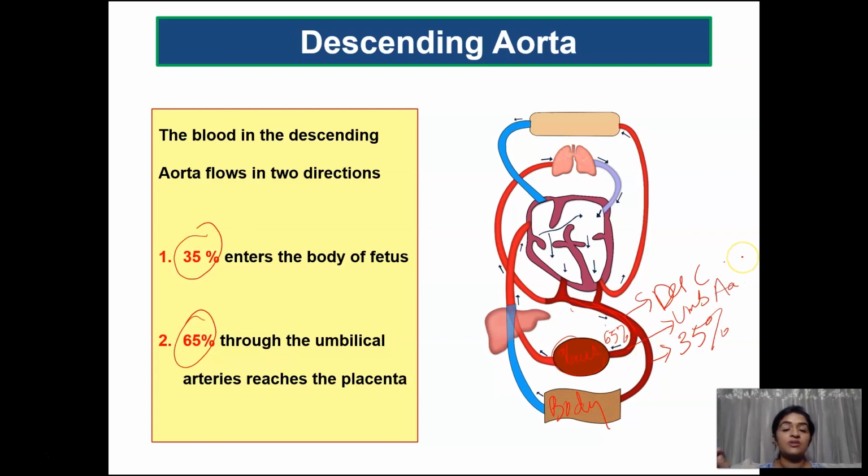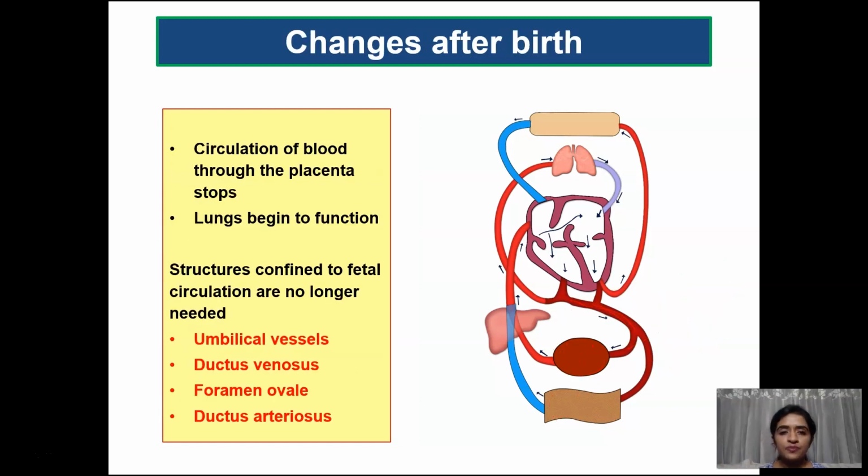65% of blood which is passing through the descending aorta enters or reaches the placenta through umbilical arteries. Okay, so which are the branches of internal iliac arteries. So the umbilical arteries carry the blood which is there in the descending aorta, 65% of blood from the descending aorta to the placenta for further oxygenation and recycling.